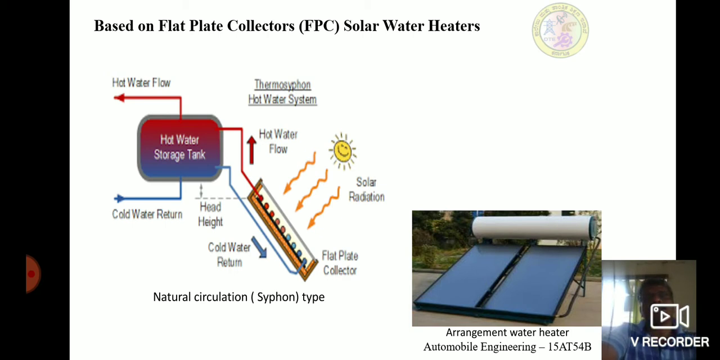Sun rays fall on the collector, so the collector emits much heat, and the heat is conducted to the circulating water and it becomes hot. Hot water collects at the top and goes to the user places. On the right hand side you can see the complete setup of a solar panel or solar water heater.